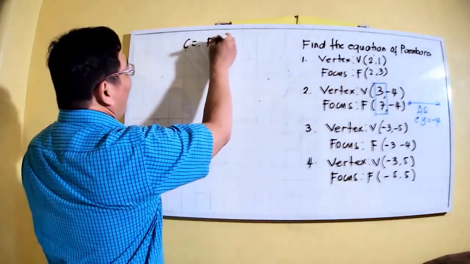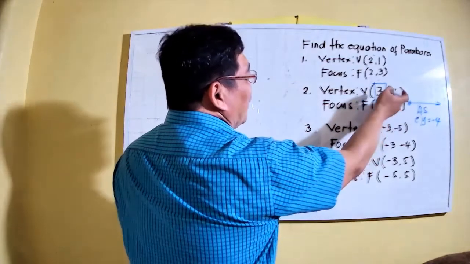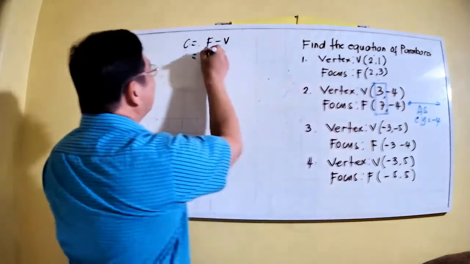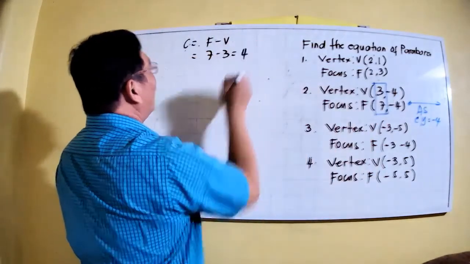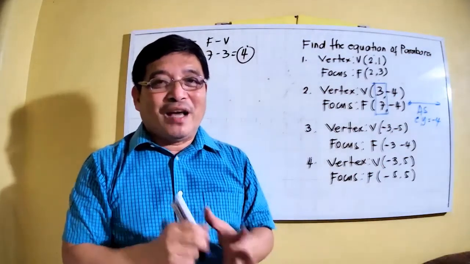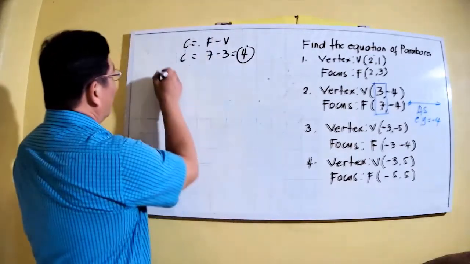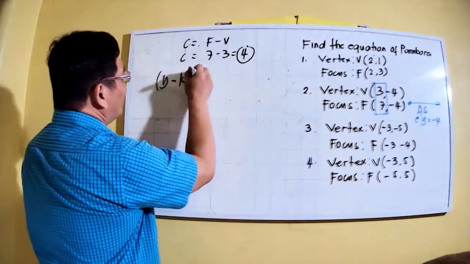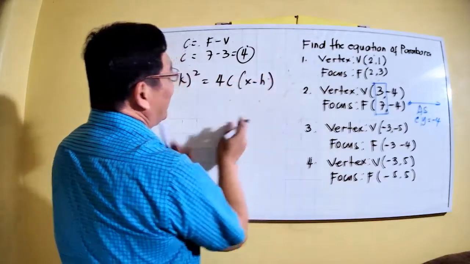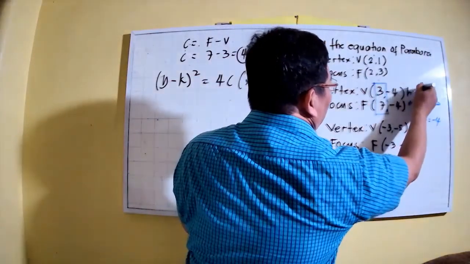c is equals to F minus B. Katulad ng dati, hindi nga naman pwede ito negative 4 minus negative 4 kasi nga magiging 0 siya. So magiging 7 minus 3 is equals to 4. This is positive 4, meaning the parabola opens to the right. So ano yung gagawin natin if the parabola opens to the right? We're going to have (y minus k) squared is equals to 4c times (x minus h). And then substitute the value of the vertex here, which is this one, is the (h, k).